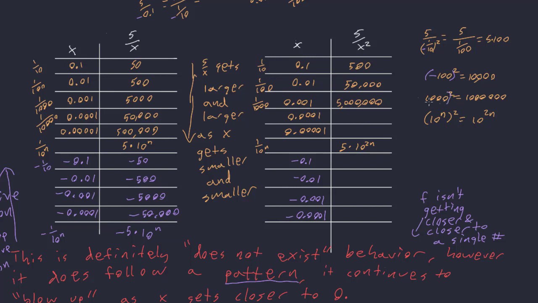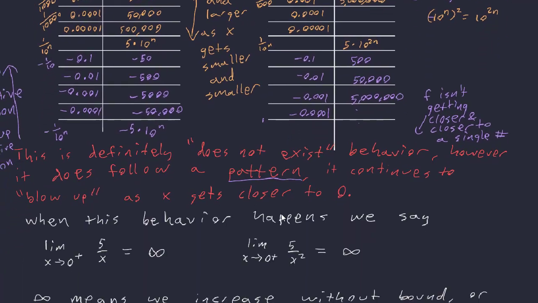But if we put a negative in here, that doesn't change that. And if we put a negative in here, the square gets rid of the negative. So we will have the same values. We'll have 5,000, we'll have 50,000, we'll have 5 million, etc. So this still gets larger and larger, as x gets smaller and smaller in the negative direction.